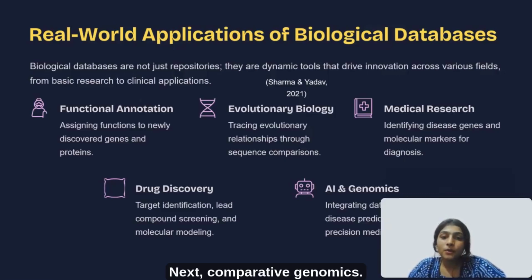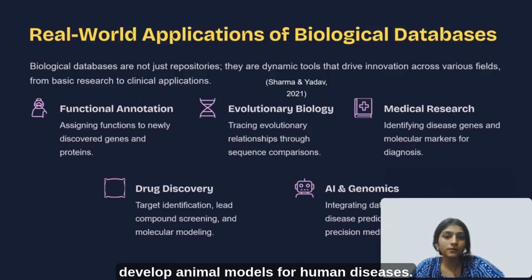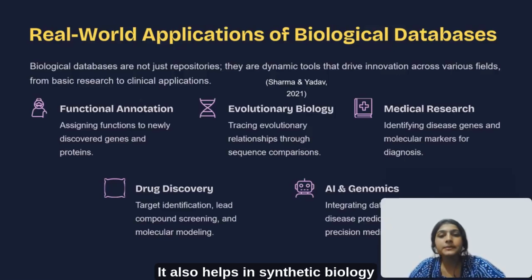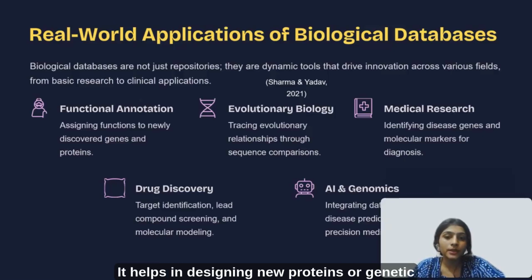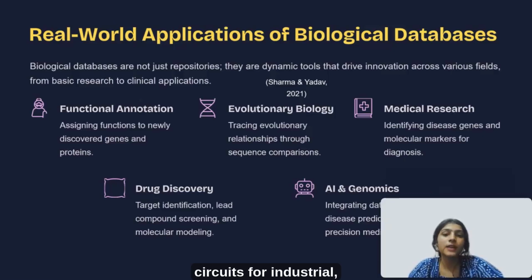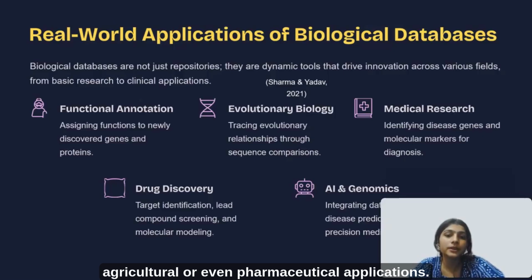Next, comparative genomics. It helps in studying model organisms, comparing genes and proteins, and developing animal models for human diseases. It also helps in synthetic biology and bioengineering. It helps in designing new proteins or genetic circuits for industrial, agricultural, or even pharmaceutical applications.